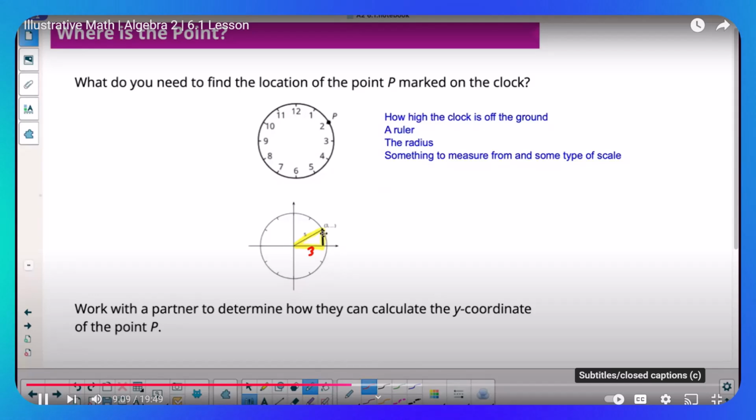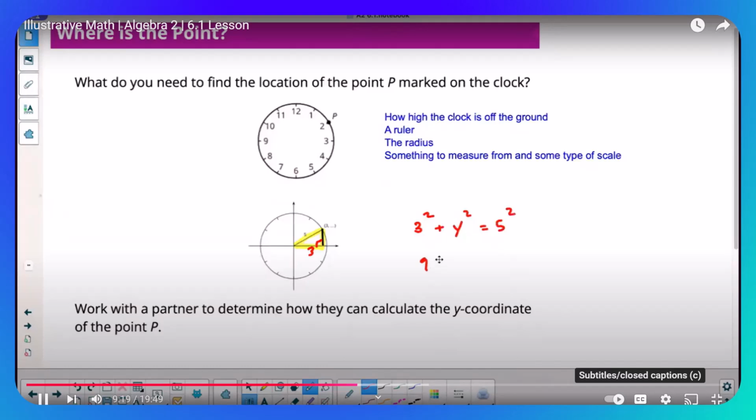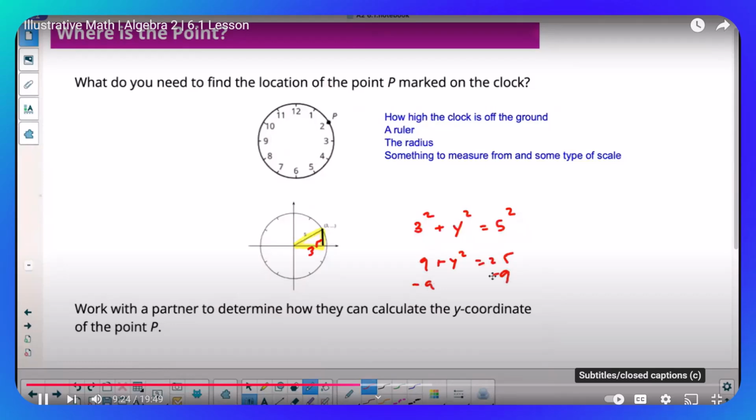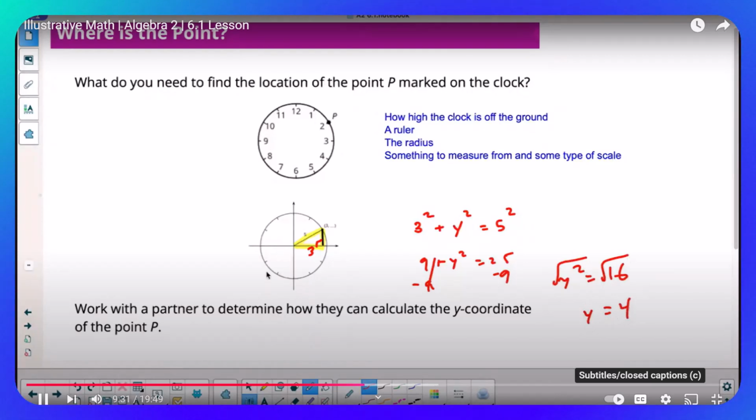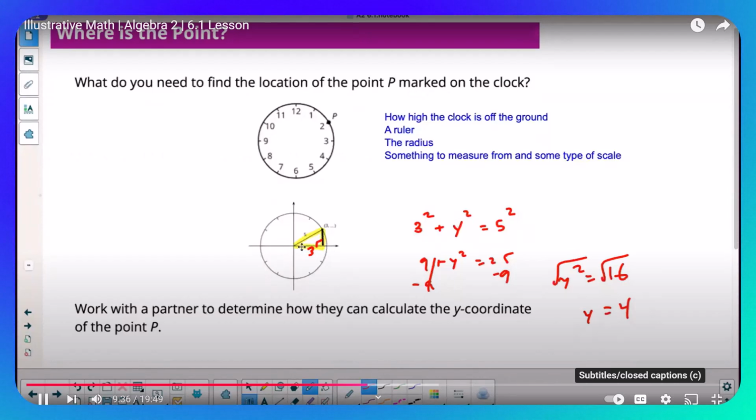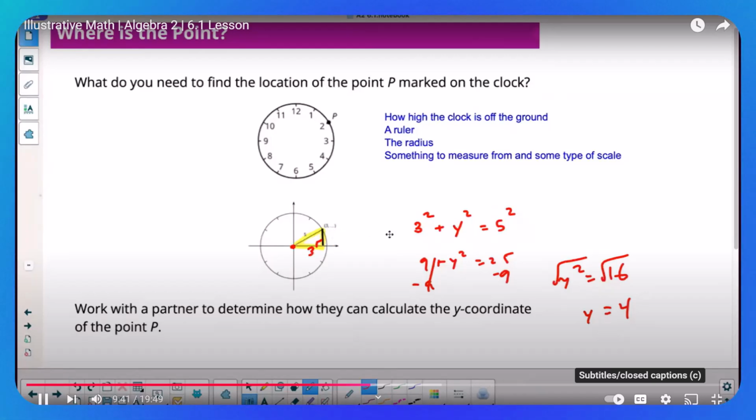We would need to find the y-coordinate. So couldn't I just use the Pythagorean theorem? 3 squared plus y squared equals 5 squared. I get y equals 4. All right, so I know it's going to be positive 4 because it's up. I'm assuming this is the origin, (0, 0), and this is (3, something). So your answer is 4, okay?